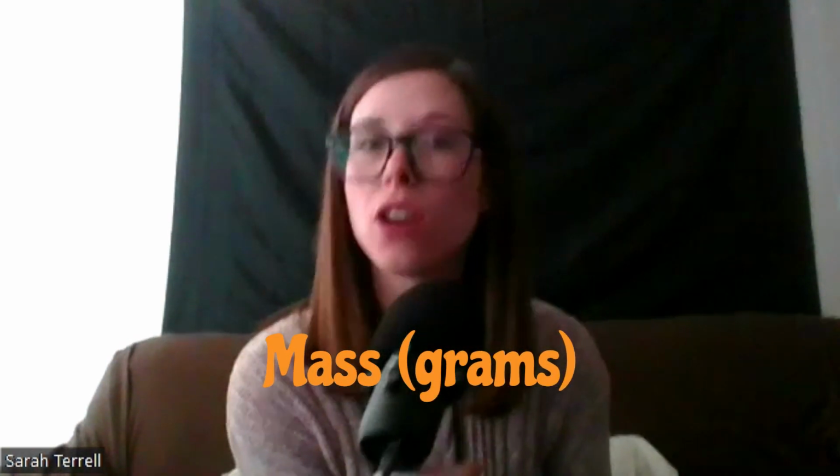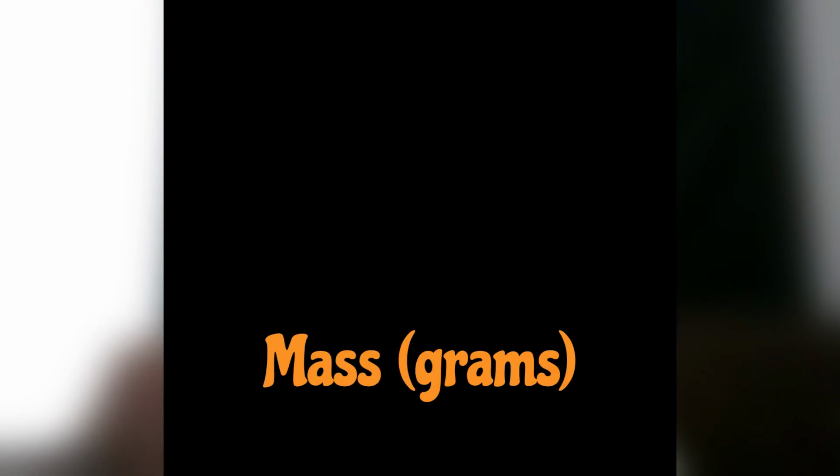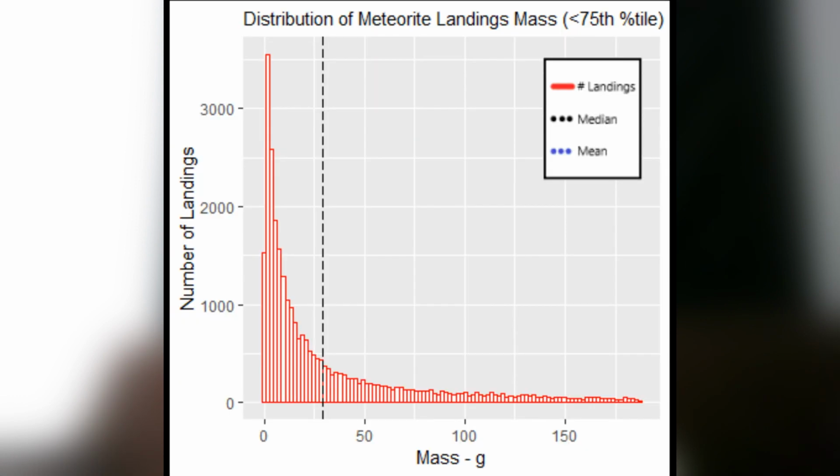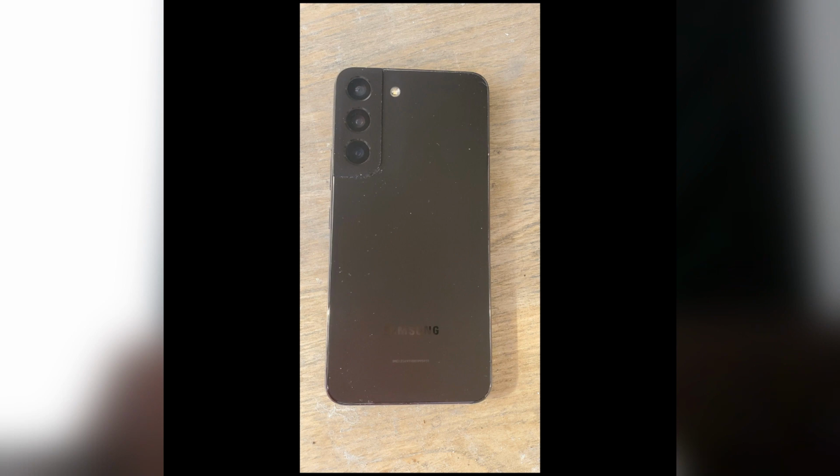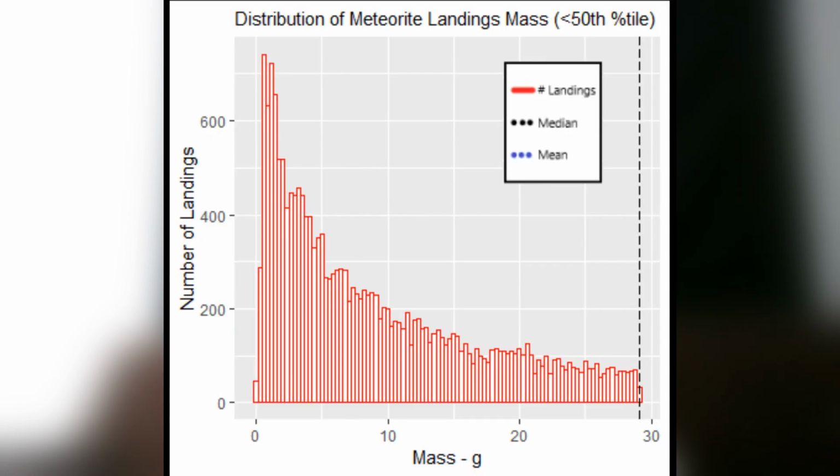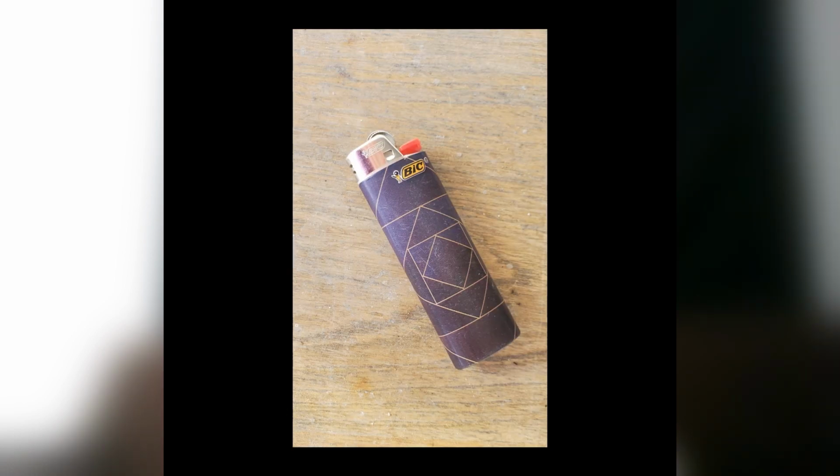So you can see that the largest meteorite landing is around the size of an M1 Abrams tank. The 99th percentile is around the size of an adult female. 95th percentile and less is around the size of a 10-pound rock. 90th percentile and less is around the size of 2 cans of peas. 75th percentile and less would be around the size of a smartphone. And the 50th percentile, the median of the data set, would be around the size of a Bic lighter.